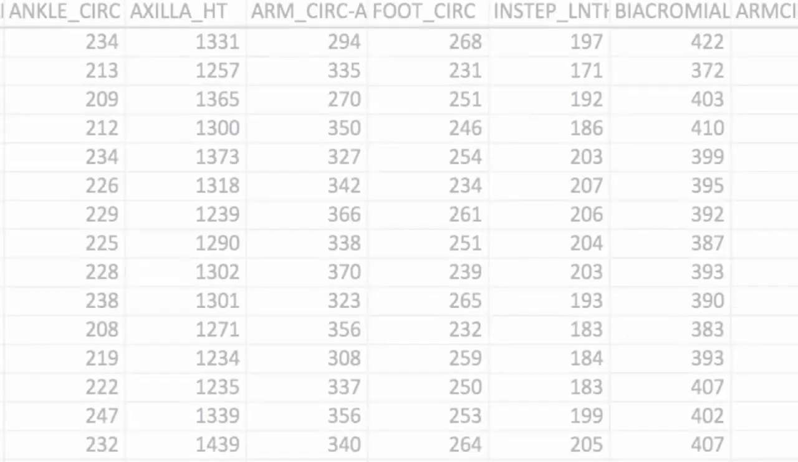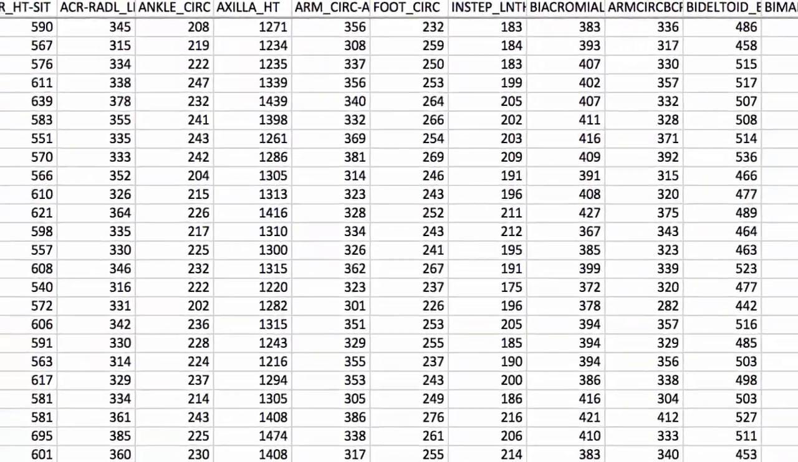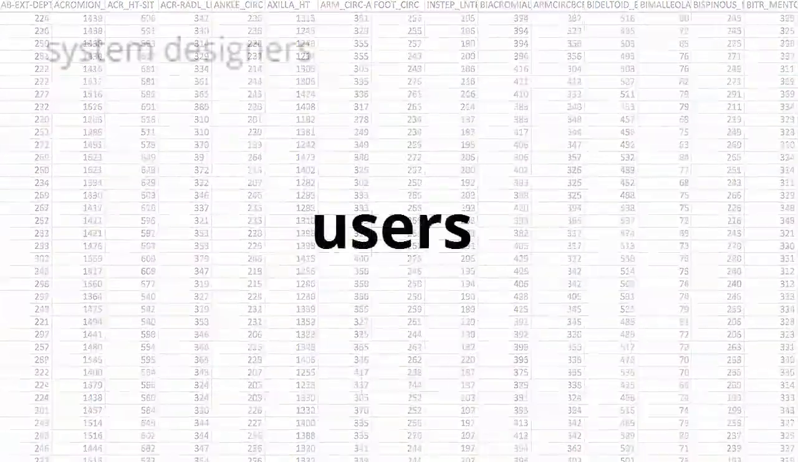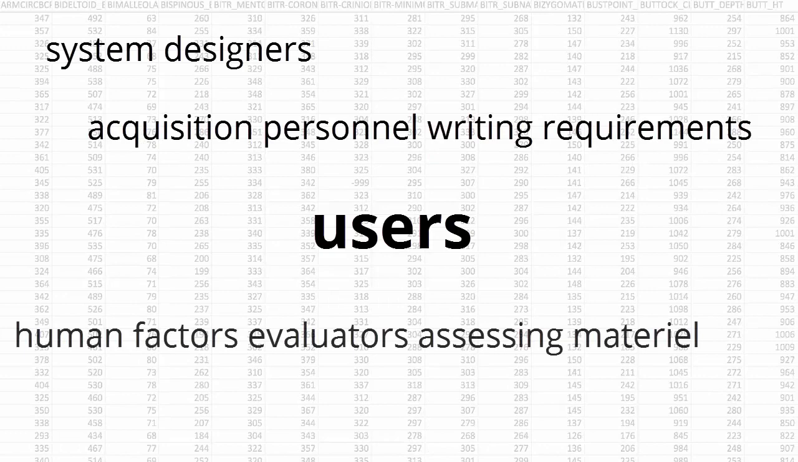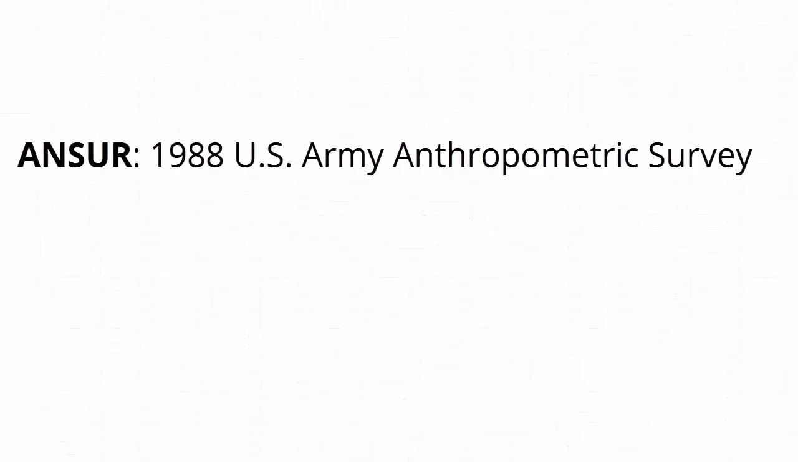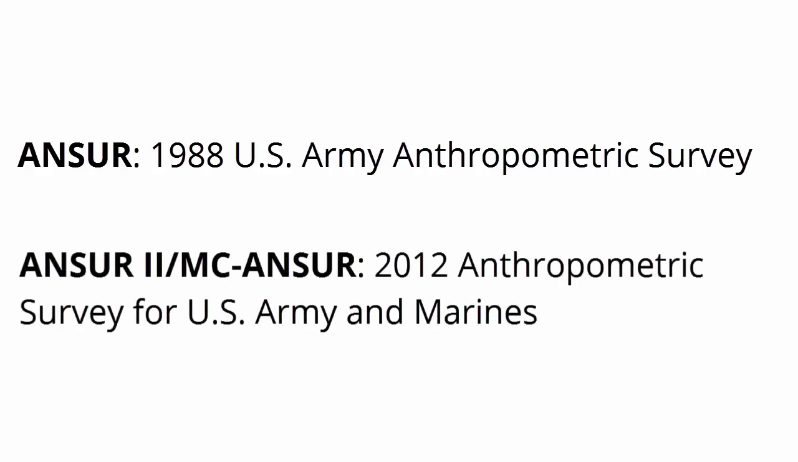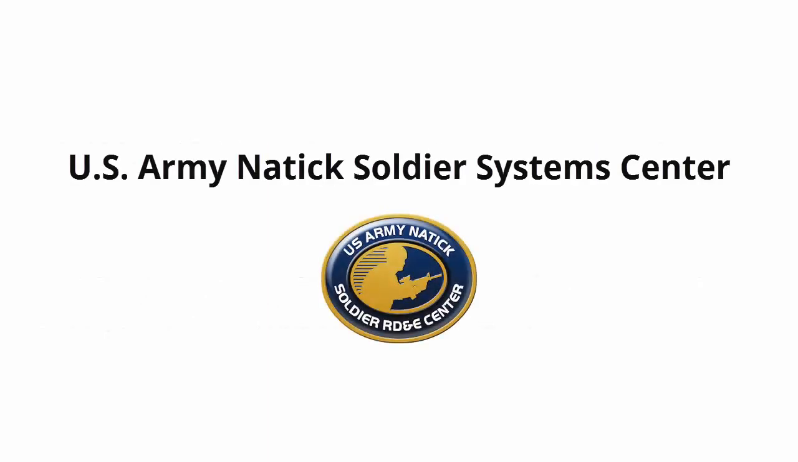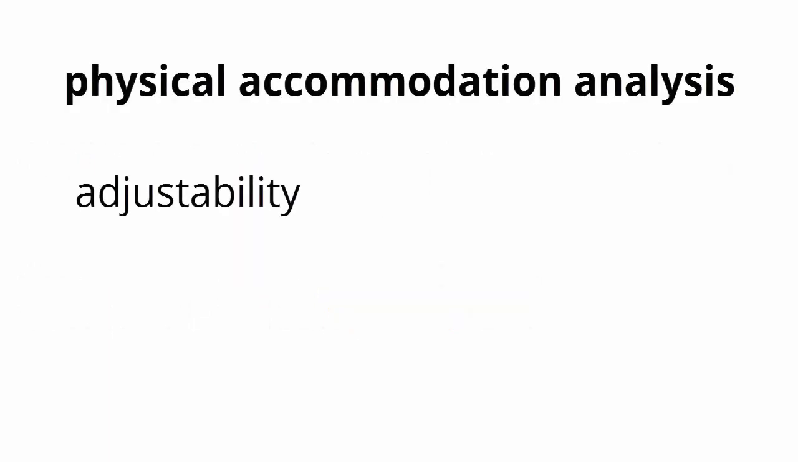Detailed databases of reference anthropometry, body dimensions, for the military have been compiled in recent years and made available to users, a group including contractors that build military systems and evaluators that ensure their performance. Examples of anthropometric databases include ANSUR, the 1988 U.S. Army Anthropometric Survey, and the newer ANSUR-2 MIC-ANSUR for both the Army and Marines. These data, which have been collected and made available by the U.S. Army Natick Soldier Systems Center, are used to determine required adjustability, reach, clearance, and other parameters for materiel.